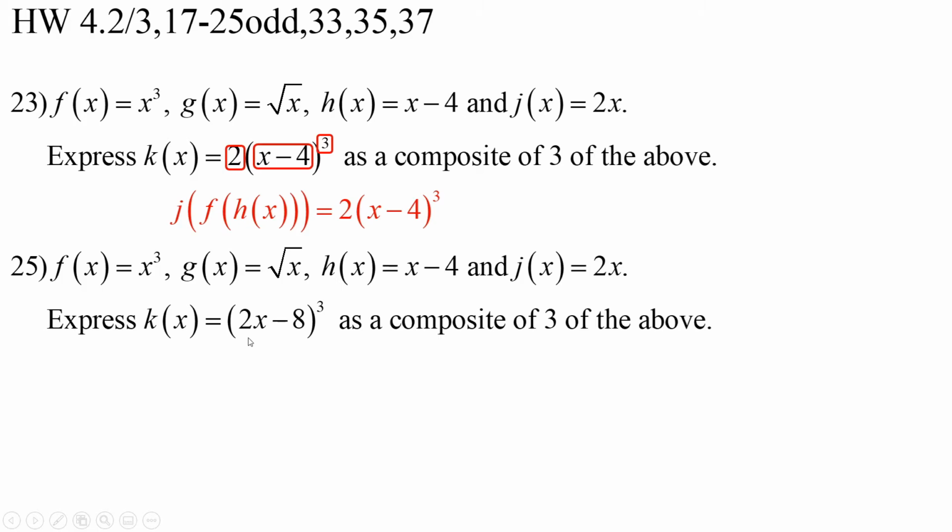So let's see. That means this 2x minus 8, I don't see that above, do I? But could I write 2x minus 8 as the composite of, well, let's see, h of x and j of x? Could I start with x minus 4 and then multiply by 2? That means j of h of x. So check this out. That 2x minus 8 is nothing more than j of h of x, because we start with the x minus 4, and then we multiply by 2. And now all we have to do is cube it, which is f of x. So let's go f of j of h of x, and that would give us the quantity 2x minus 8 cubed. And there it is right there, number 25.